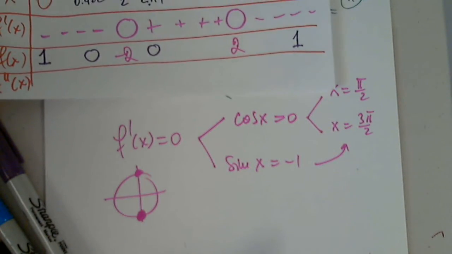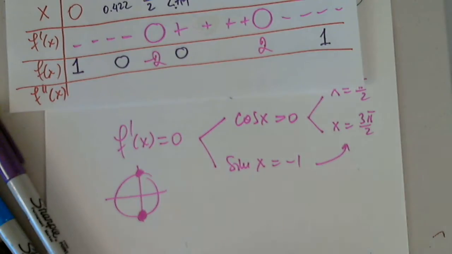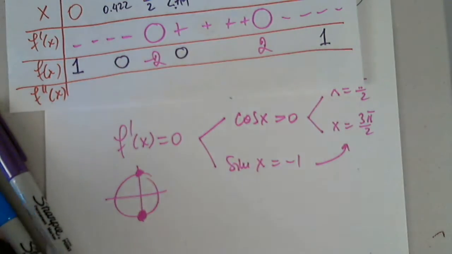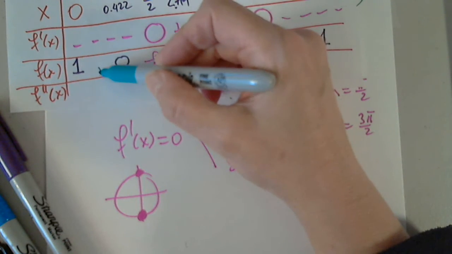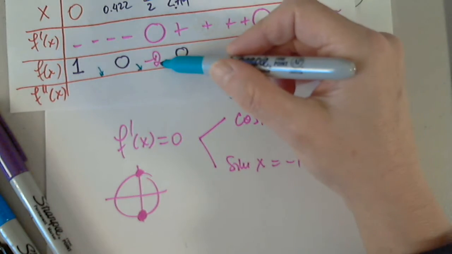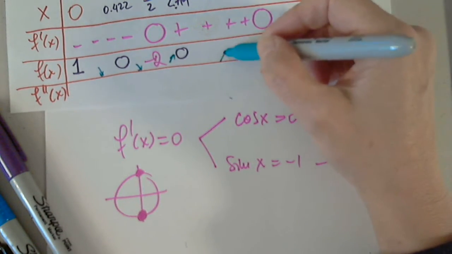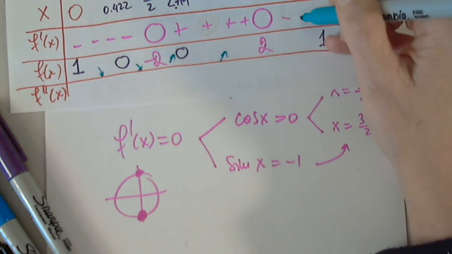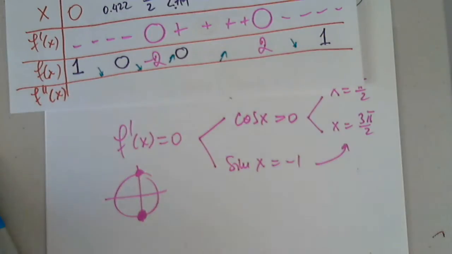Okay. Where am I now? Yes, to establish the two rows. Okay. So -1 down to 0, yes. 0 down to -2, yes. -2 up to 0, yes. 0 up to 2, yes. 2 down to 1, yes. Yay! So now the second derivative.